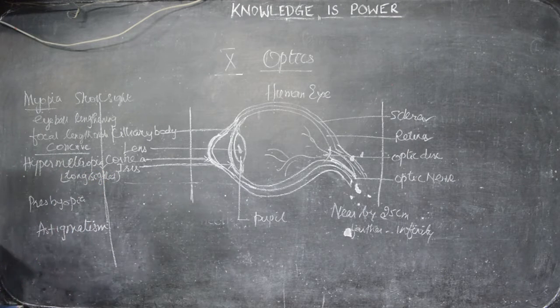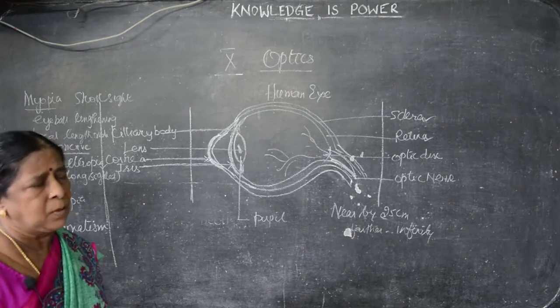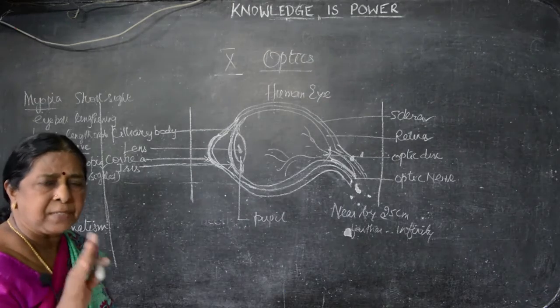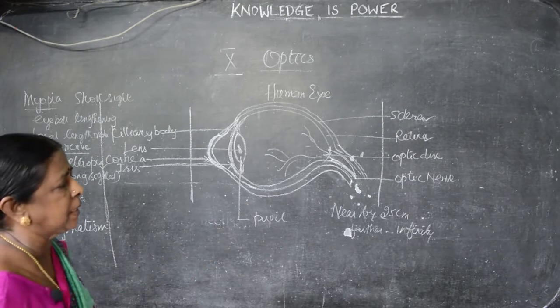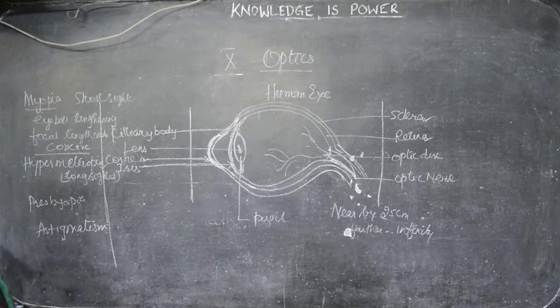The people can see the far off object very clearly. Nearby objects they cannot see properly. This is because the far off object is at infinity, no doubt, but for nearby objects, how many centimeters? At least 25 centimeters. It's below that. This is the opposite reaction of myopia.